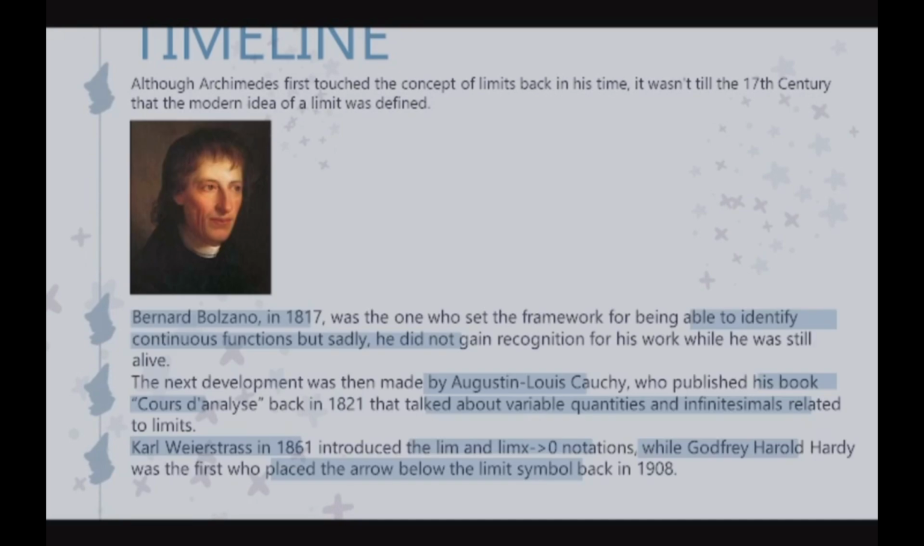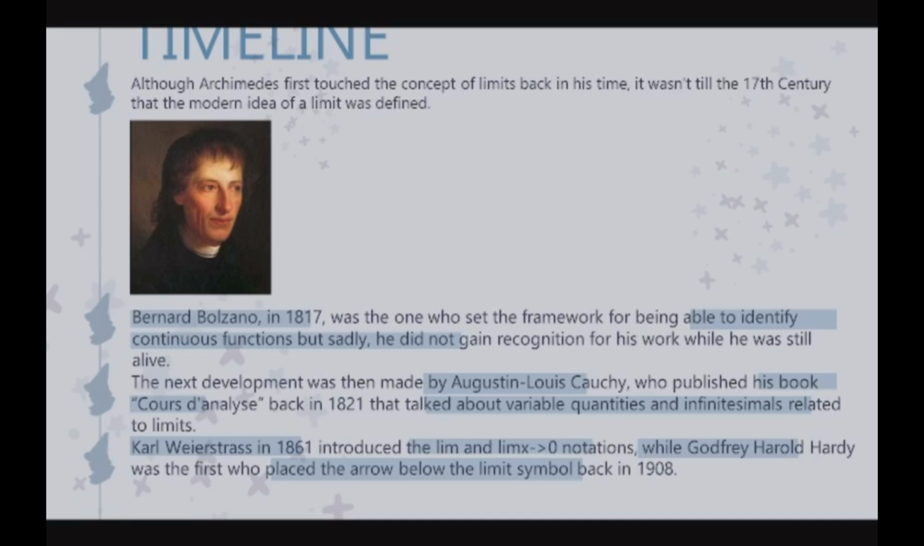Bernard Bolzano in 1817 was the one who set the framework for being able to identify continuous functions, but sadly, he did not gain recognition for his work while he was still alive. The next development was then made by Augustin Louis Cauchy, who published his book Cours d'Analyse back in 1821 that talks about variable quantities and infinitesimals related to limits.